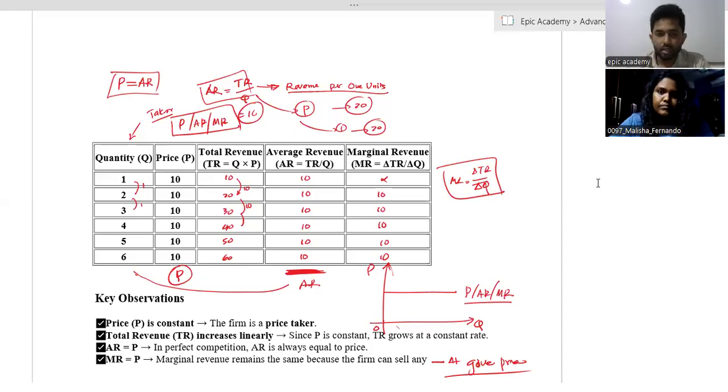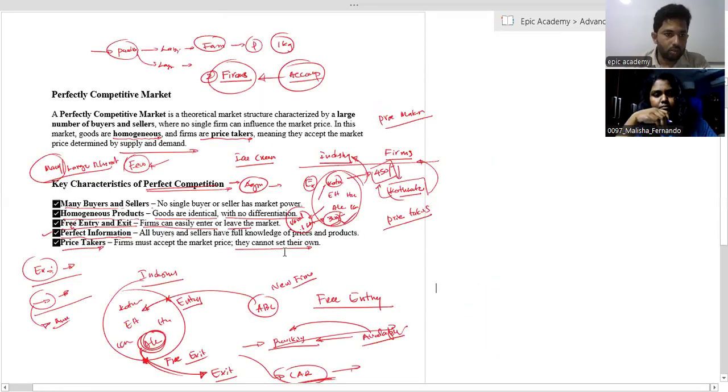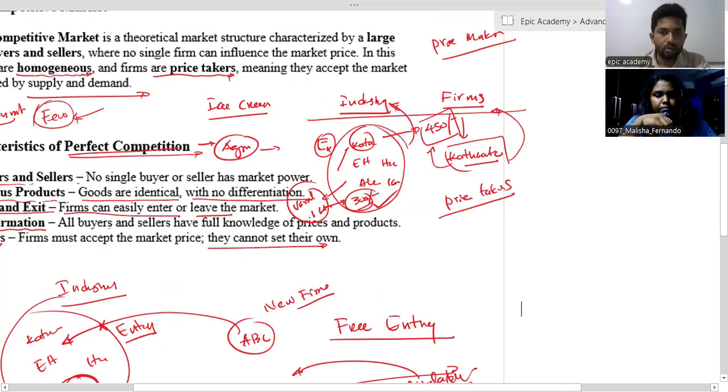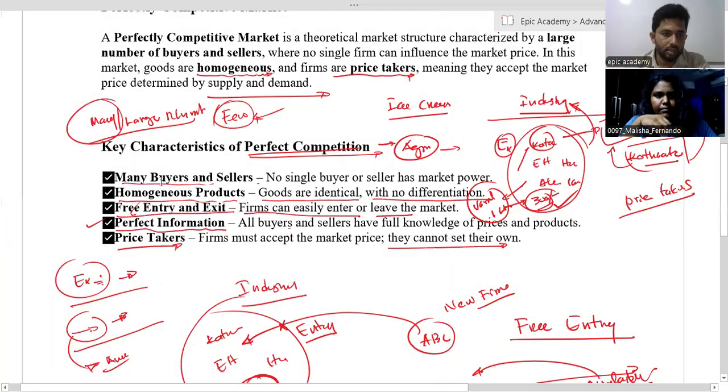Then we already discussed the perfect competitive market structure. What are the basic characteristics related to the perfect competitive market structure? We already discussed that. Those are the basic characteristics related to the perfect competitive market structure.